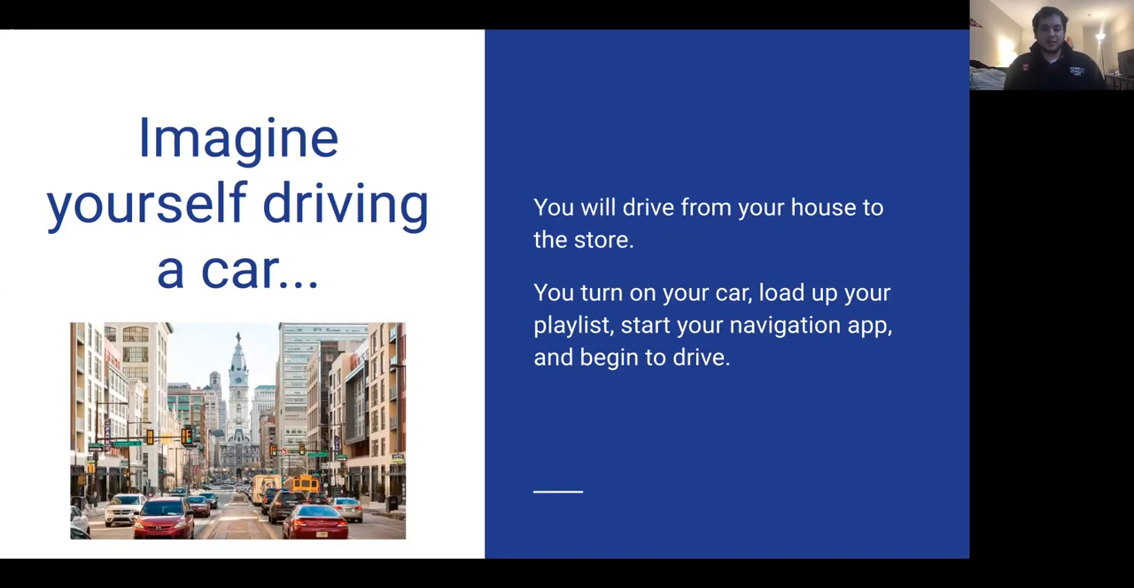I want you to imagine for a moment that you're driving a car. You're going to drive from your house to the store. What store? I don't know. Doesn't matter. Any store you want. You turn on your car, you load up your playlist, or you turn on the radio. You start your GPS app, like Google Maps or Apple Maps or Waze, and you start to drive.